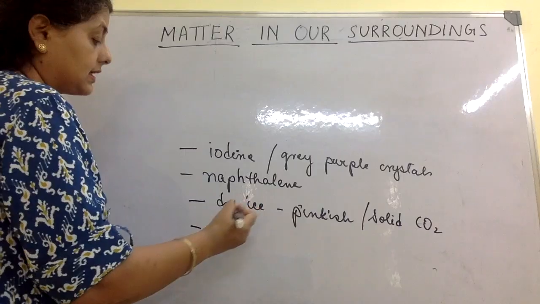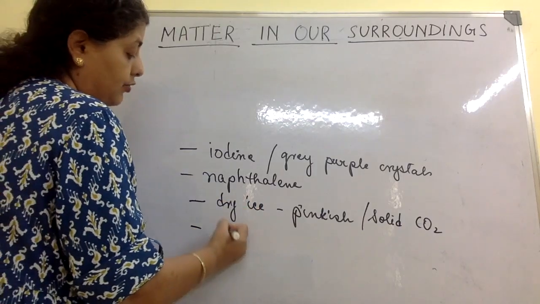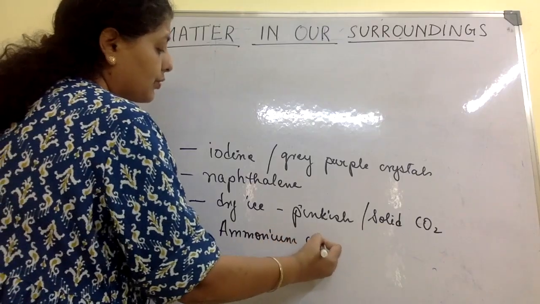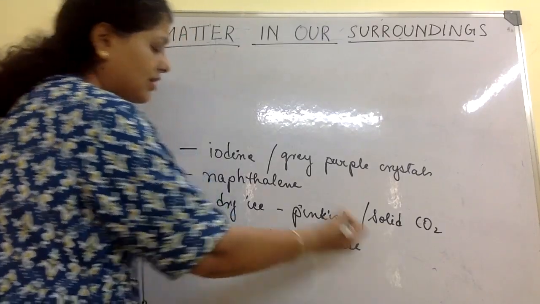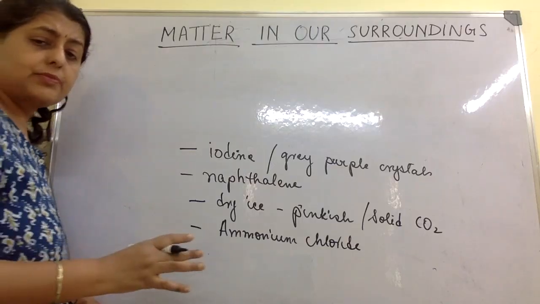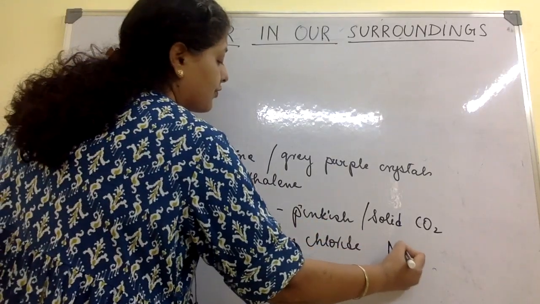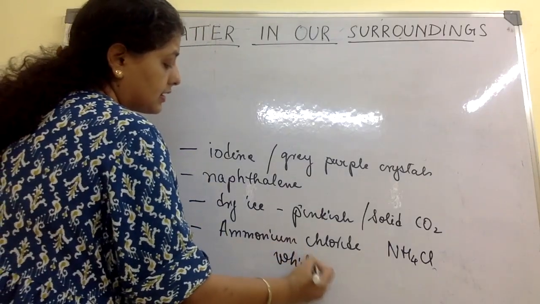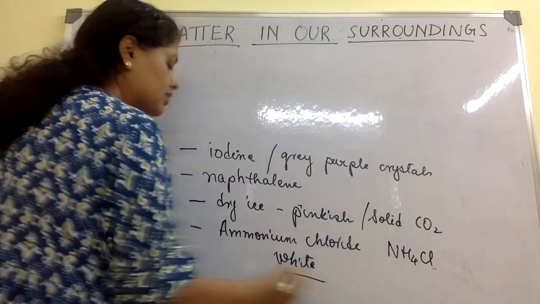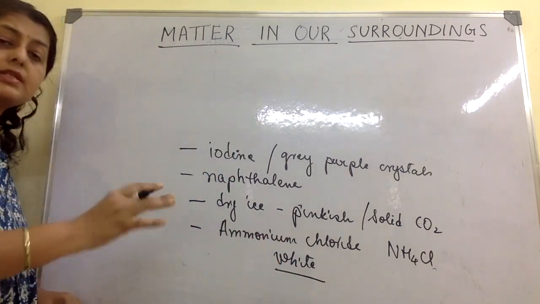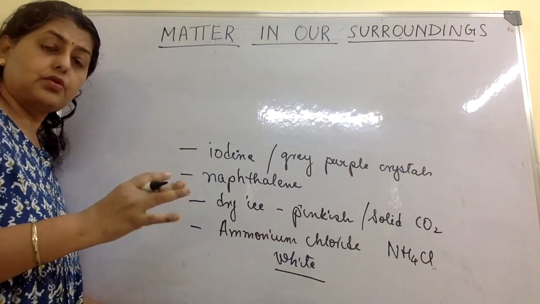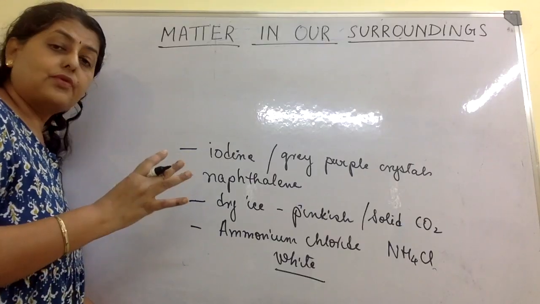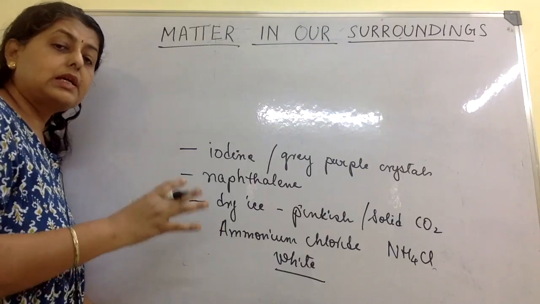Then next is ammonium chloride. Now you might not have seen this ammonium chloride. This is something you have not seen. Ammonium chloride, called NH4Cl. It is white, it just looks like white powder, looks just like salt. So if you don't know, you can actually think it is our table salt. So these are the 4 sublimable solids.